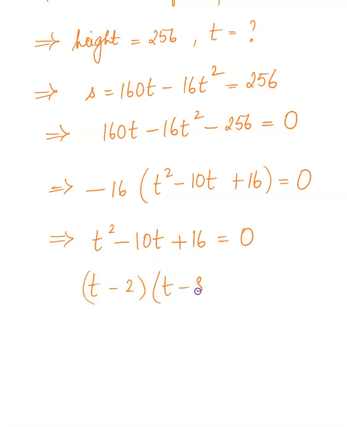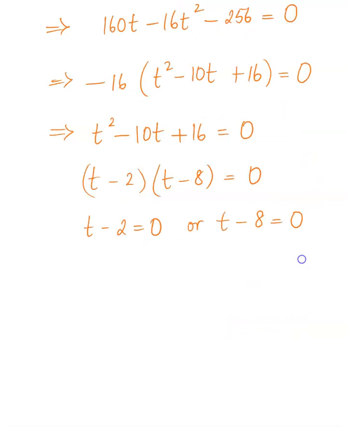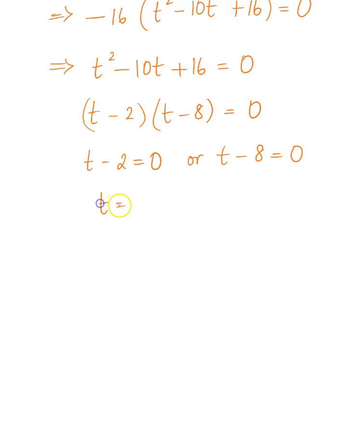So t minus 2, t minus 8, which is equal to 0. And then set each factor to 0. So t minus 2 is equal to 0, or t minus 8 is equal to 0. From zero factor property, that means t equals 2 or t equals 8. We'll choose one or the other, but here in this case, both these answers work because it crosses that 256 feet on the way up when it's 2 seconds and on the way down after 8 seconds.